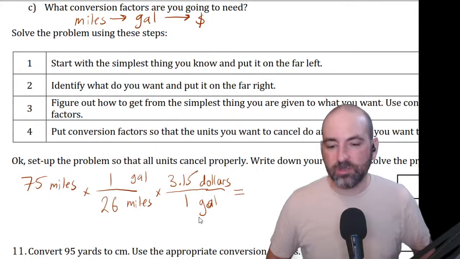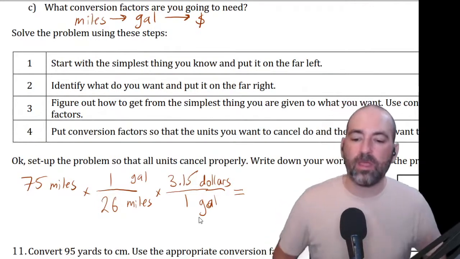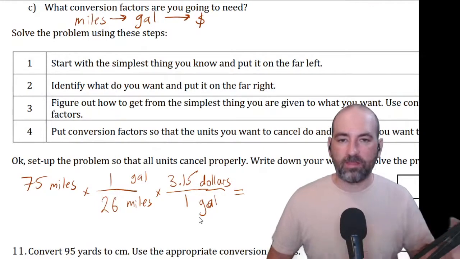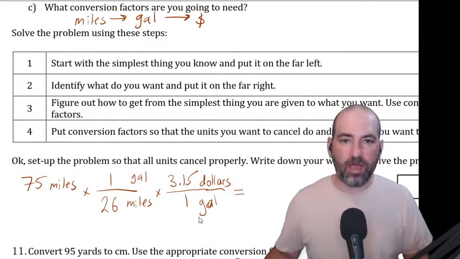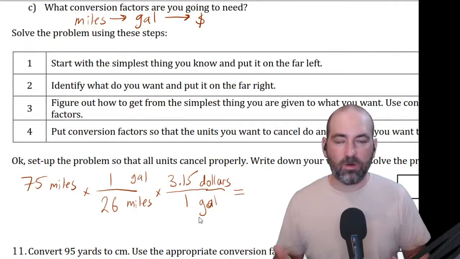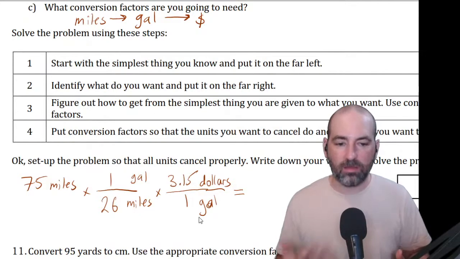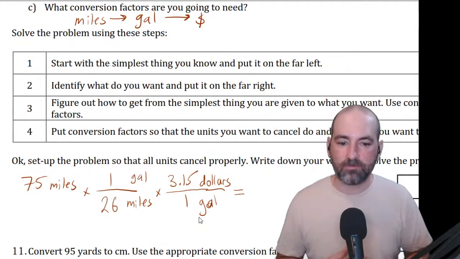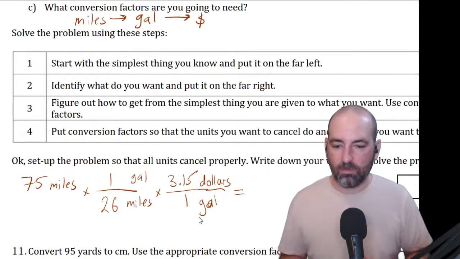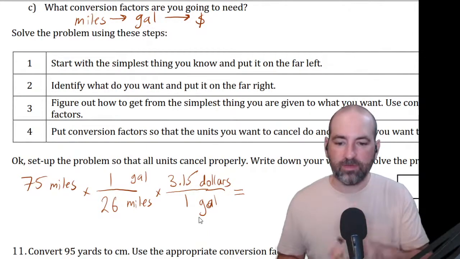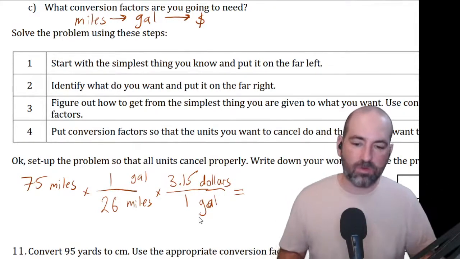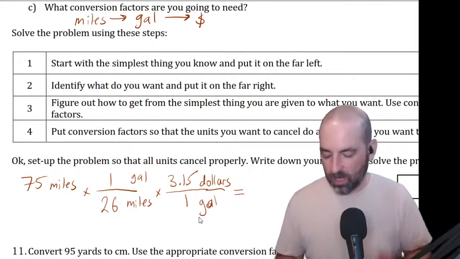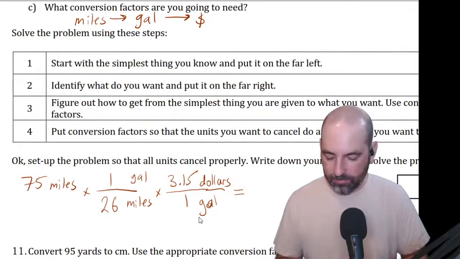All right, so how do you solve something like this once it's all set up? Well, you multiply by everything on the top and you divide by everything on the bottom. And as long as you go from left to right, you can do it in order, or you can not, because multiplication is associative. So we can go 75 divided by 26 times 3.15, or we can go 75 times 3.15 divided by 26. We should get the same answer either way.